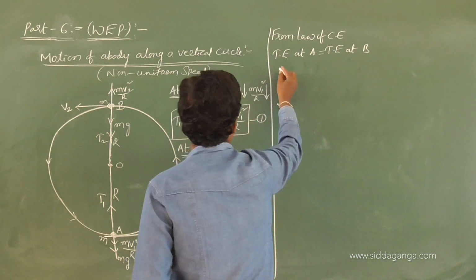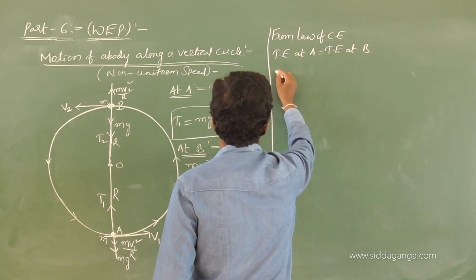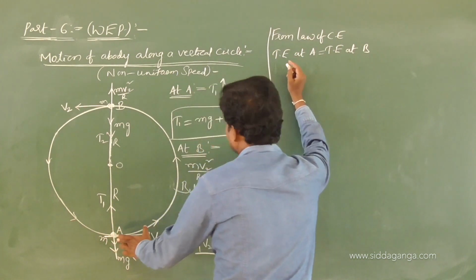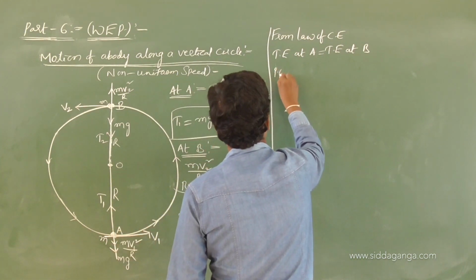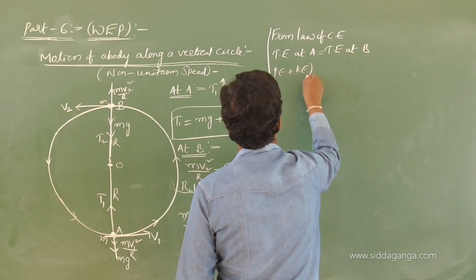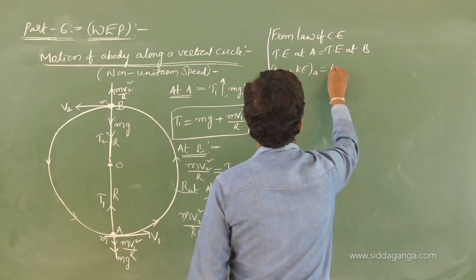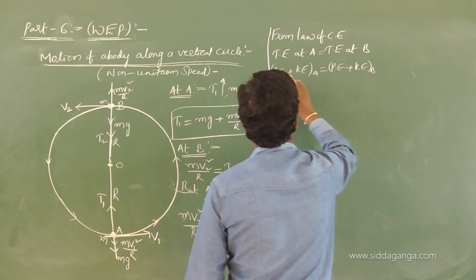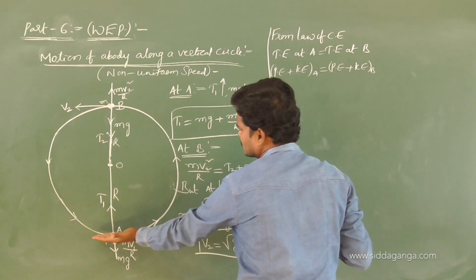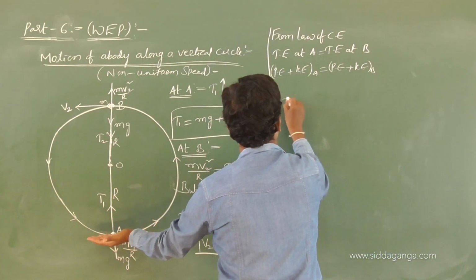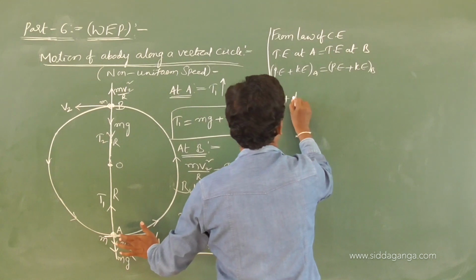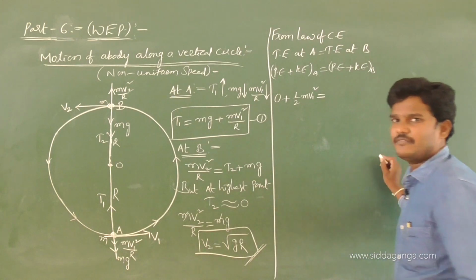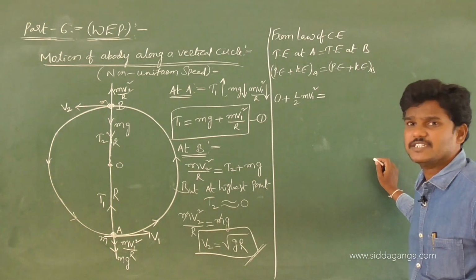Let me write potential energy plus kinetic energy at A, which is equal to potential energy plus kinetic energy at B. What is the potential energy at A? The body is almost at the ground, so this is 0. Kinetic energy at A is very clear, half m v1 square, where m is the mass of the body and v1 is the speed.